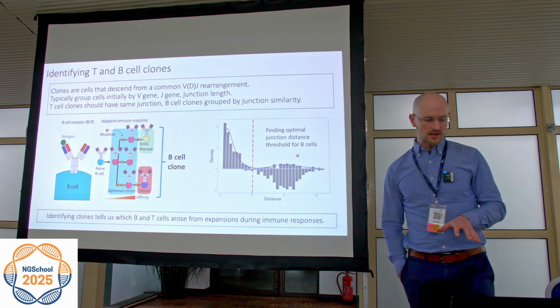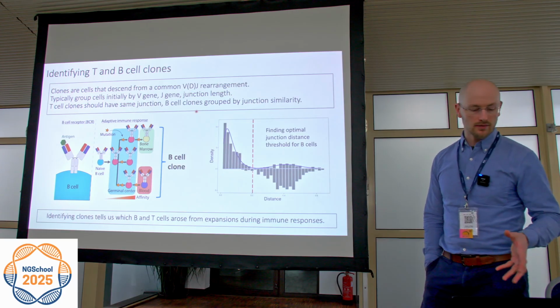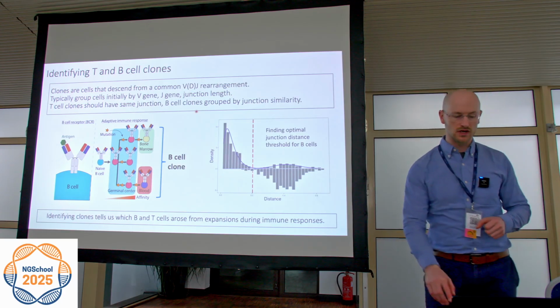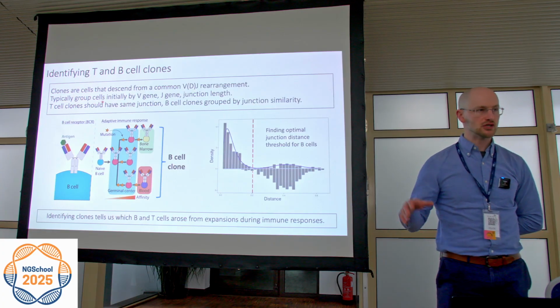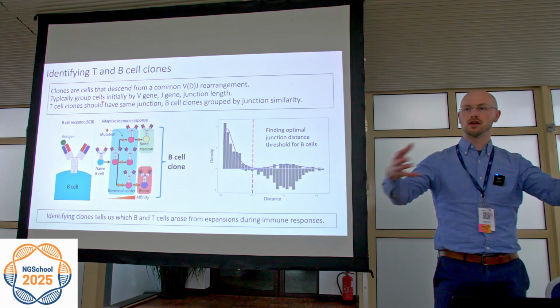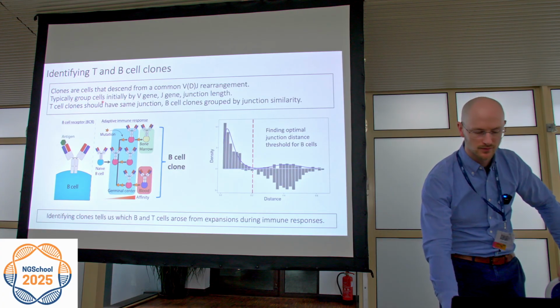The next step is identifying B and T cell clones. So these are cells that descend from a common VDJ arrangement. Typically, we group cells by V gene, J gene, and junction length. So these are things that are formed when a VDJ recombination event happens.